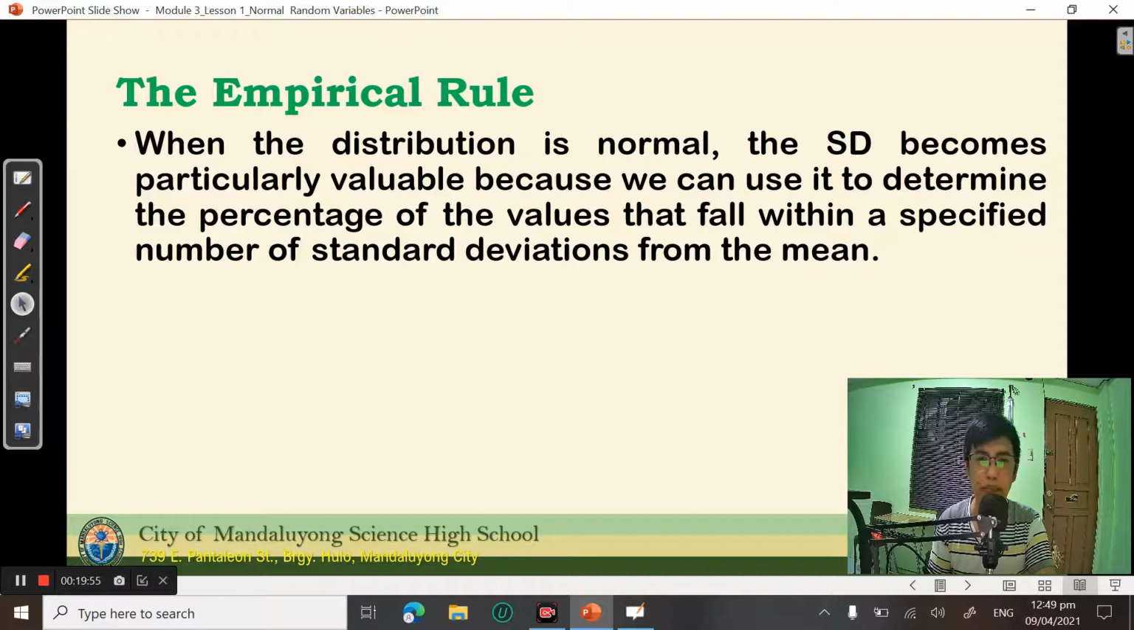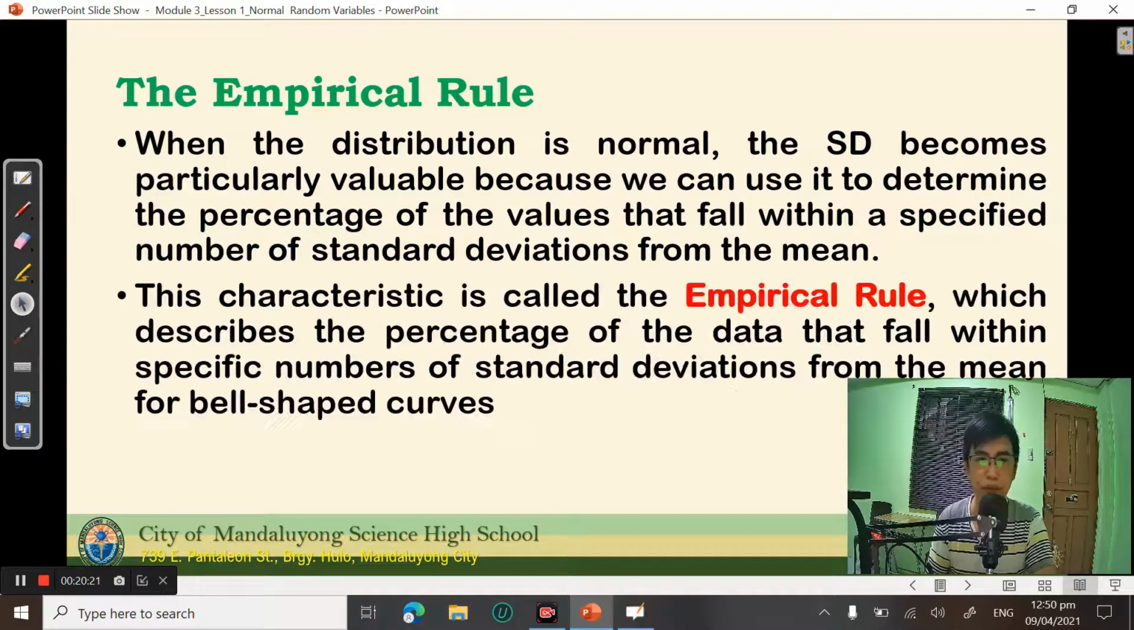Okay, what does the empirical rule say? That we can use it to determine the percentage of the values or the data that fall within a specified number of standard deviations from the mean. Say for example, 2 standard deviations away from the mean, what's the percentage of data? 3 standard deviations, 1 standard deviation to the right or to the left of the mean. Okay? And those are the characteristics of the empirical rule.